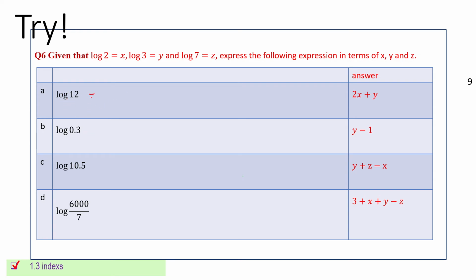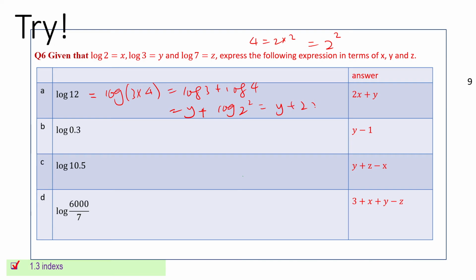So log 12 actually is log 3 times 4. So I have log 3 plus log 4. And then log 3 is y. And then I notice log 4 doesn't have here, but I have log 2. So I know that 4 actually is 2 times 2, or you can say that is 2 to the power of 2. Okay, so I have log 2 to the power of 2. So it's y plus 2x.